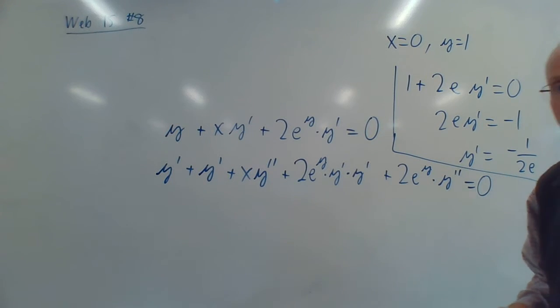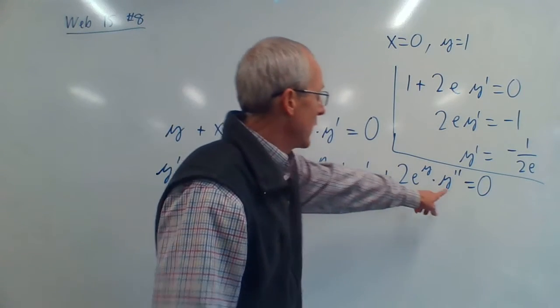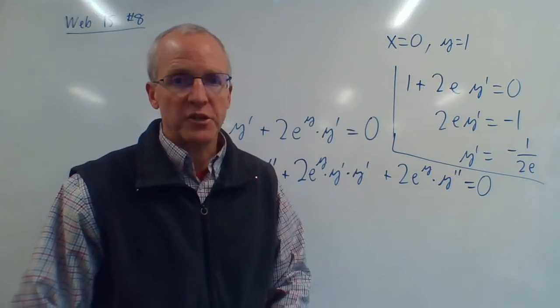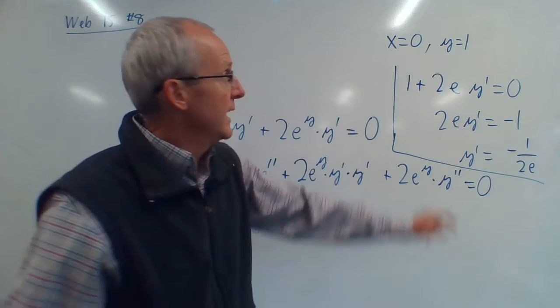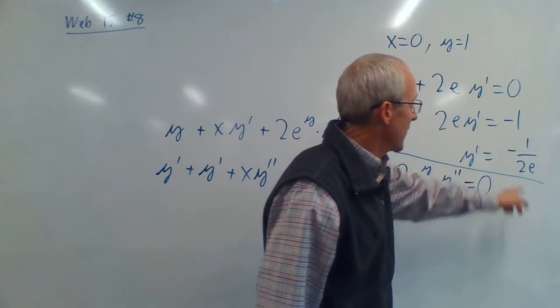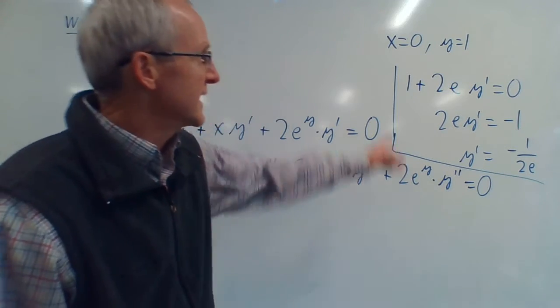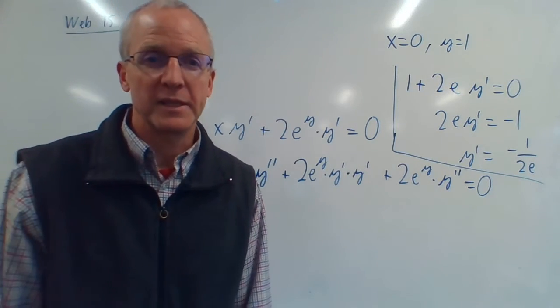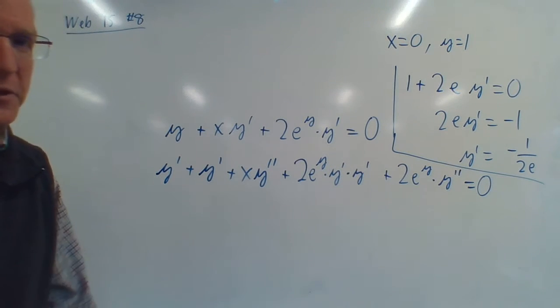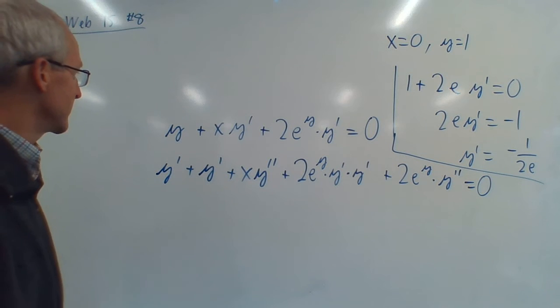Now, we want y double prime. Here's the second trick. Right away, plug in x equals 0, y equals 1, and y prime equals negative 1 over 2e, and it should save us a lot of algebra. At least the x equals 0 and y equals 1 will, right? Because those are easy numbers, and we'll get rid of all the things with x's, and y equals 1 is super easy. Okay, so let's do that.